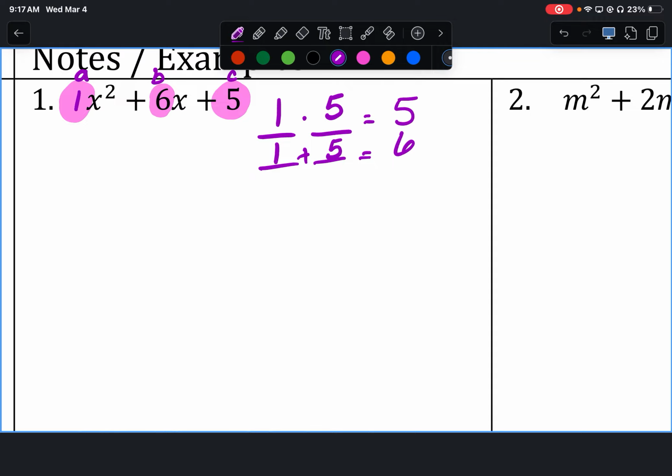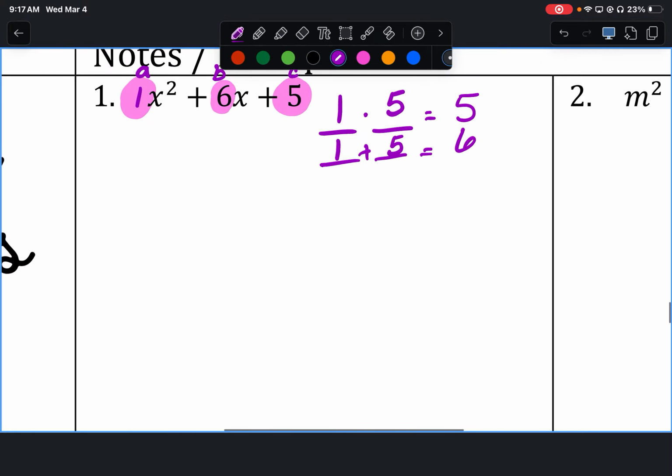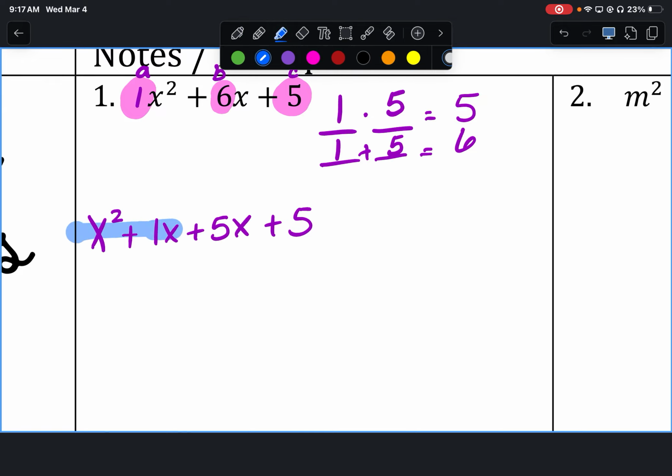All right, so we use that to rewrite our trinomial. So we're going to do x squared plus 1x plus 5x plus 5. And we're going to group. So let's start with grouping the first two. What is their GCF? X. And if we take out an X, what does that leave us with? X plus 1.